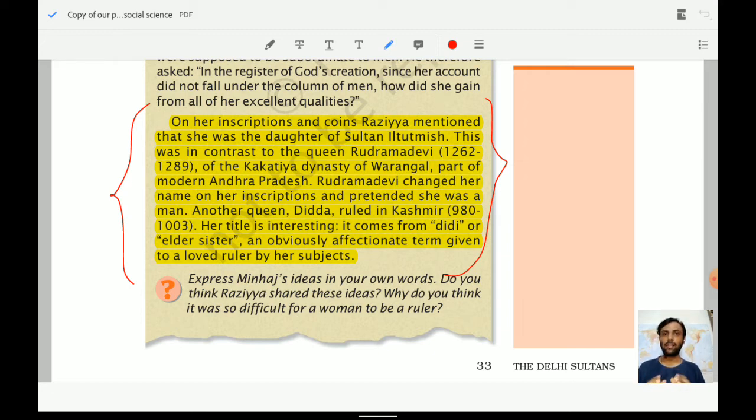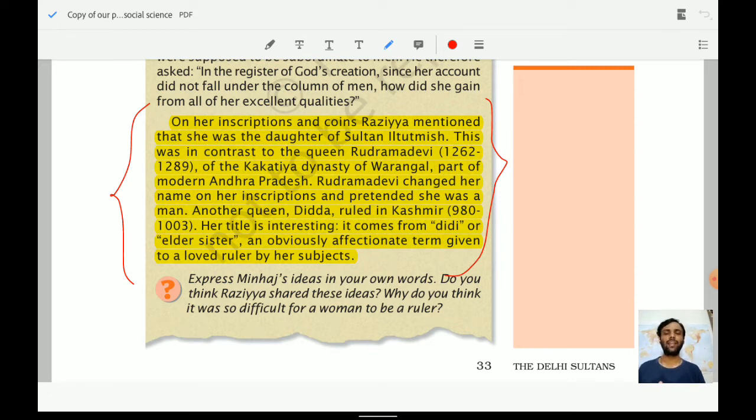Hence, Rudrama Devi kept this in her mind, and she disguised as a man, right? And the inscriptions were also inscribed as a man, rather than proclaiming that she is a woman, and that these inscriptions were inscribed by a woman queen. So this was not done, right?